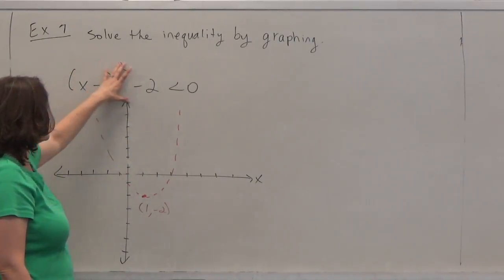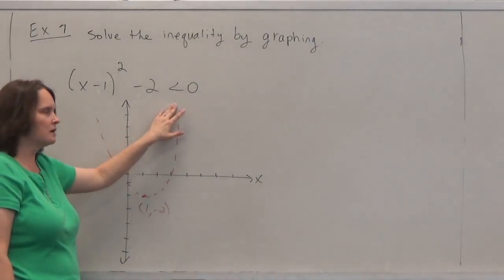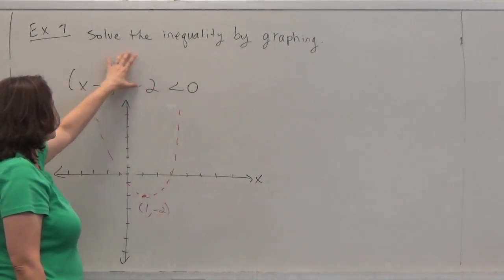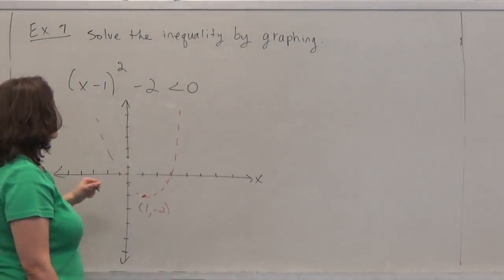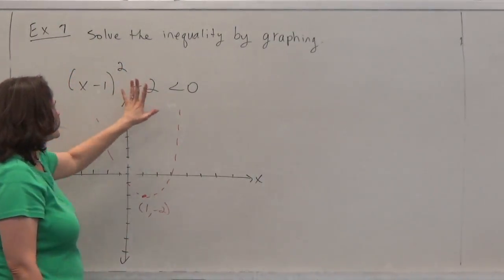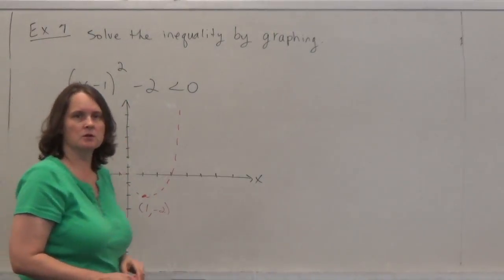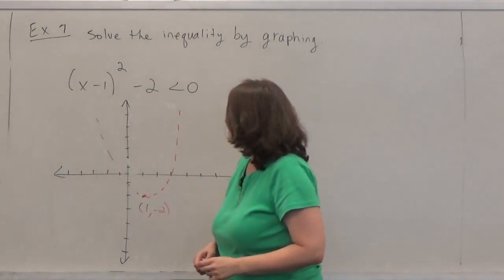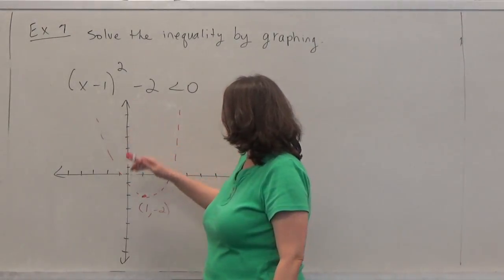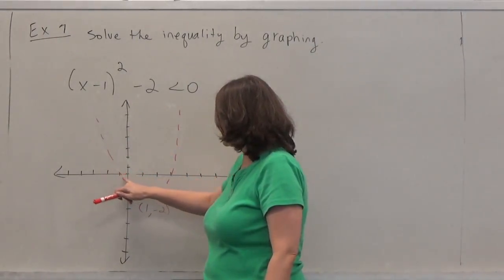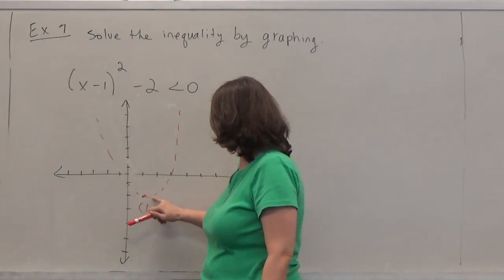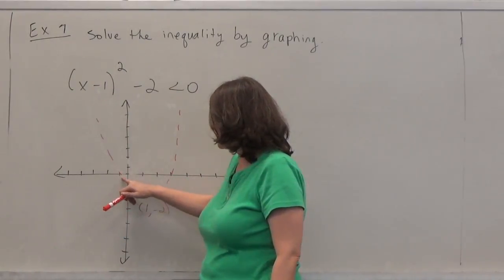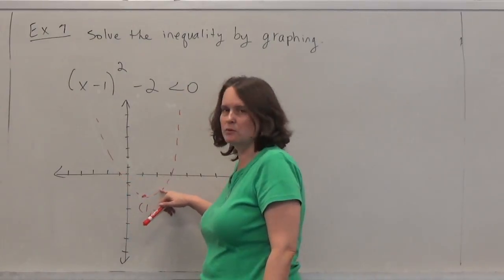If all this is less than 0, well, you can think of this entire function on the left side as your y value. So if the y is less than 0, where does that put us in terms of the graph? We are being asked, when does this graph dip below the x-axis? When is it this piece down here? So we can see that our answer is coming from the graph being below the x-axis.